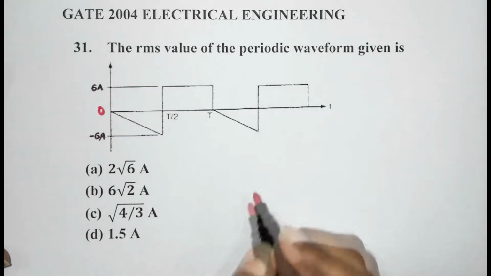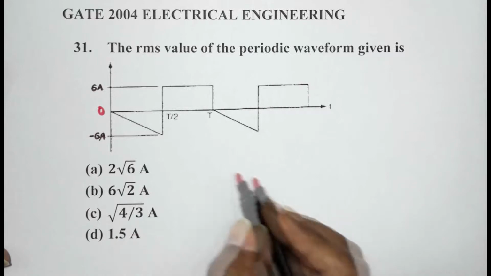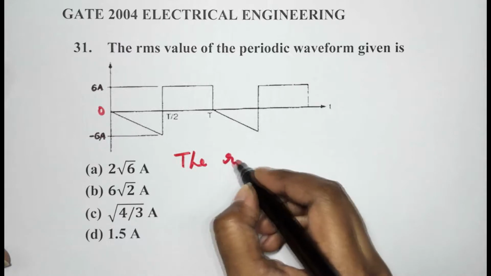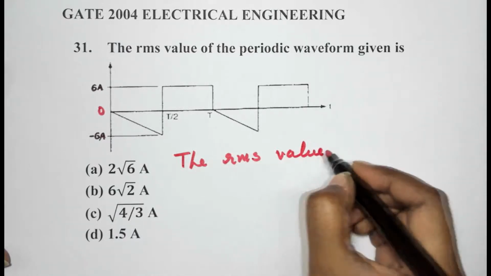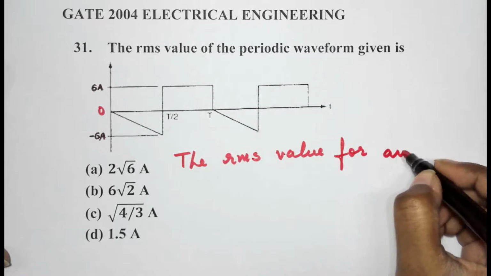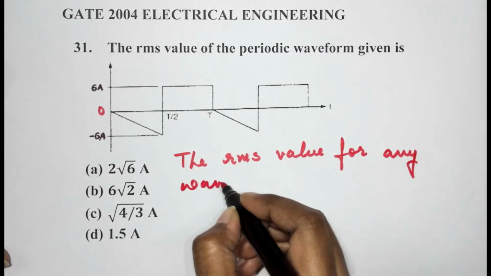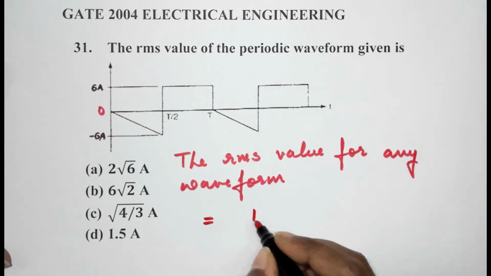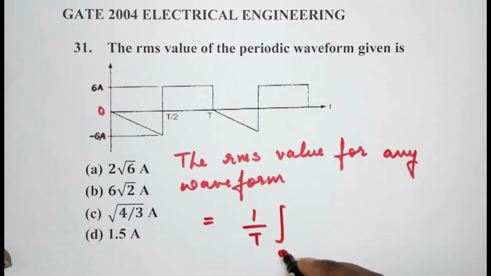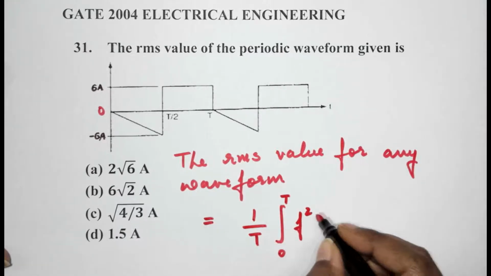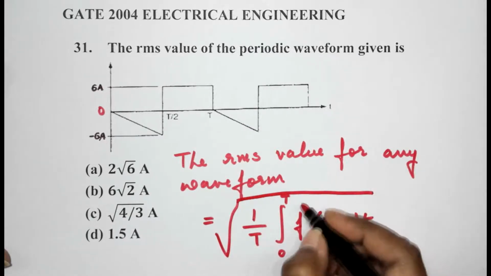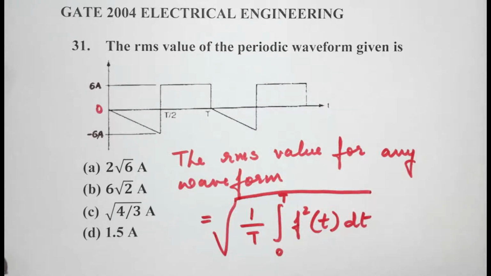Okay, so you will have to note the basic formula for the RMS of any waveform. So let's write that down. The RMS value for any waveform is 1 by T, integral from 0 to T of f square of t dt, whole under root. I hope that is clear. So this is the RMS value for any waveform.